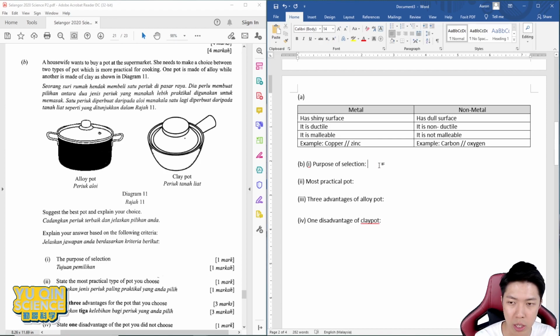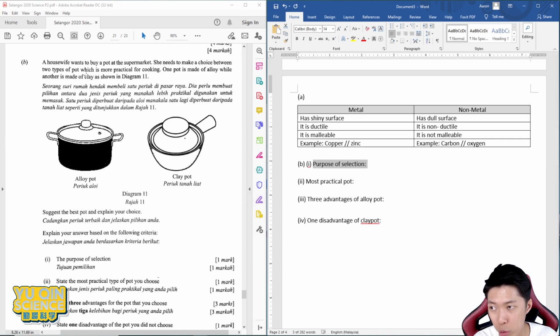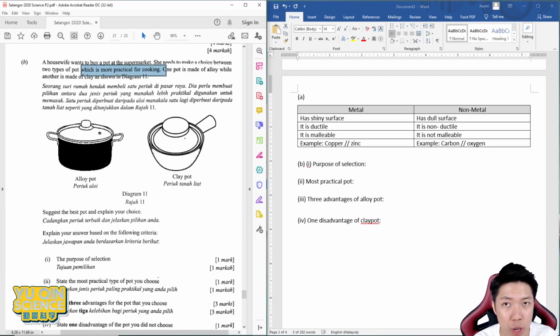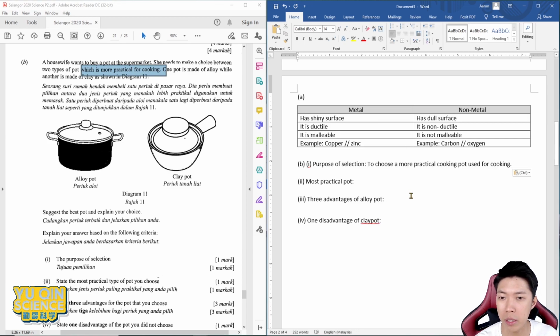How do you make a choice? What is the reason for making a choice? Children make choices, adults want both, but this question cannot be like that. So you must make a choice. But the question now is, why do you have to make this choice? The reason is I want to choose a more practical pot for cooking. Free answer, ladies and gentlemen. The free answer can be found from above. The aim of choice, or purpose of selection, copy the answer from above: to choose a more practical pot used for cooking.